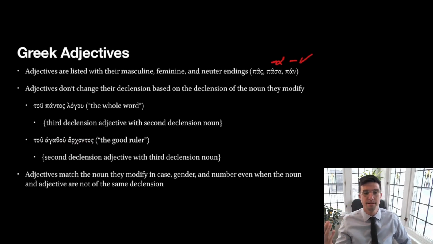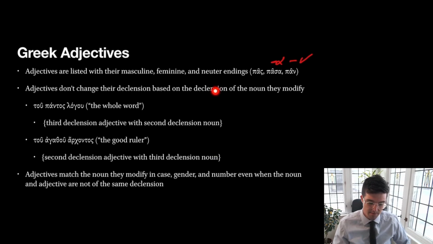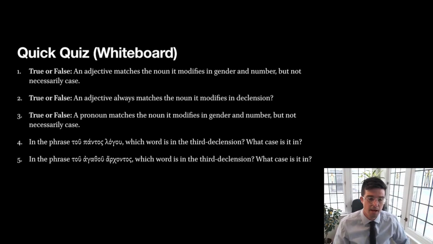And so this is going to be the case that an adjective will match the noun it modifies in case, gender, and number, even when the noun and adjective are not of the same declension. So we've seen this going on right up here. And so what I want you to do is our first quick quiz for this video here. Go ahead and grab your whiteboard and answer these 5 questions here. 3 true or false, and then 2 identification questions at the end there.